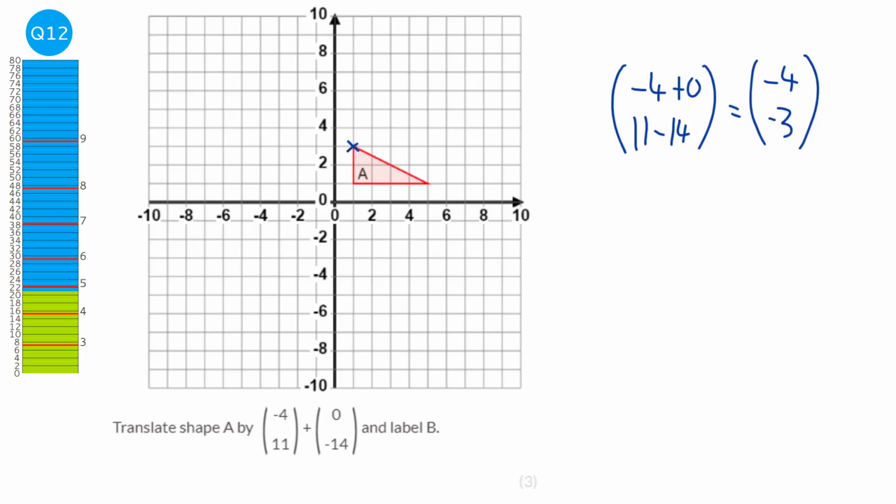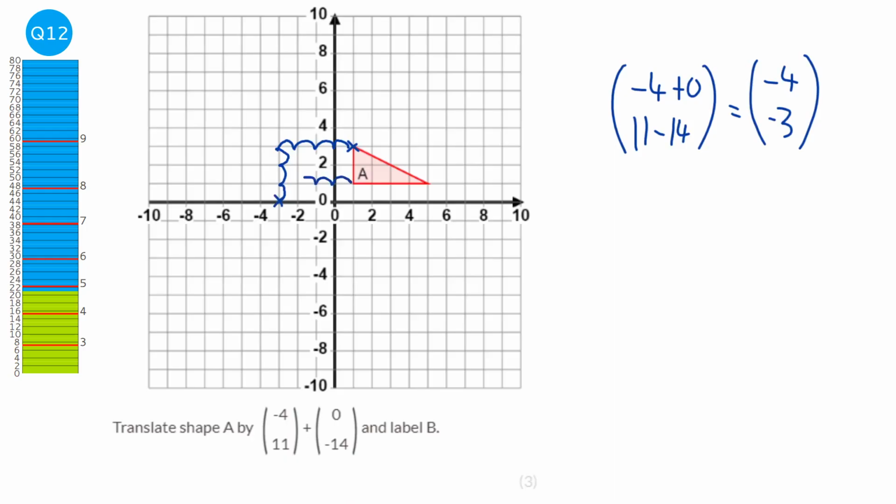Then I'm going to pick a point on my shape. The top one tells us how far right we're going. So we know we're going 4 to the left because it's obviously a negative. So we're going to go 1, 2, 3, 4. The bottom one tells us how far up we're going. Well, it's going to be down because it's a -3. So 1, 2, 3.